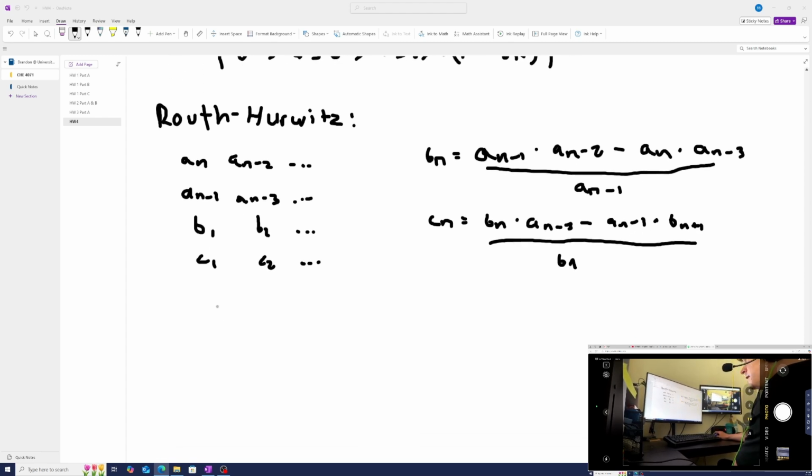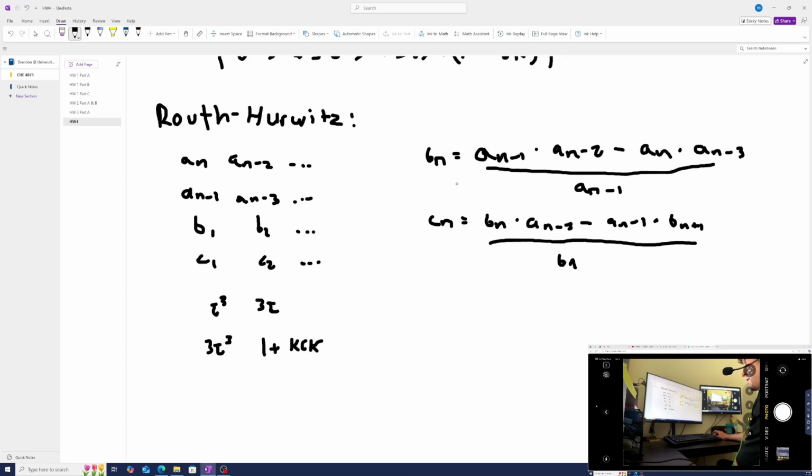So our AN is going to be tau cubed. Our AN minus 1 will be 3 tau squared. Our AN minus 2 will be 3 tau. And lastly, our AN minus 3 will be 1 plus KcK.